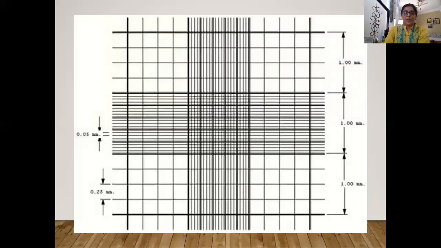Now have a deeper look at it. This is the whole grid. I have enlarged it totally. As I told you, each side is 1 mm.